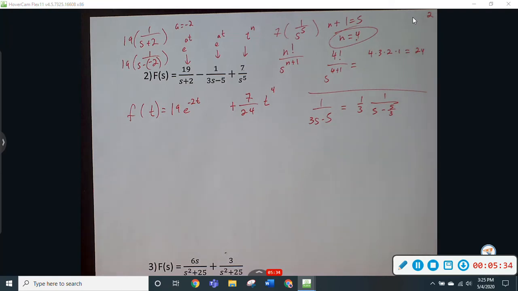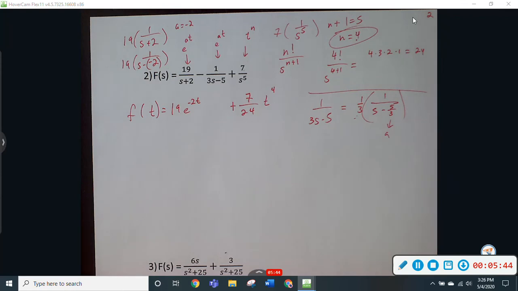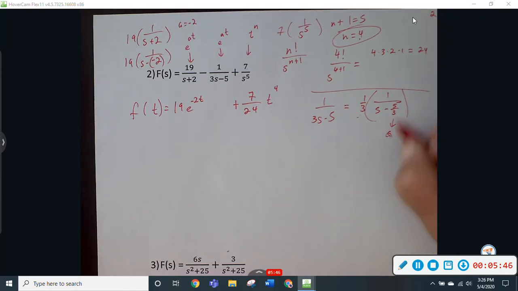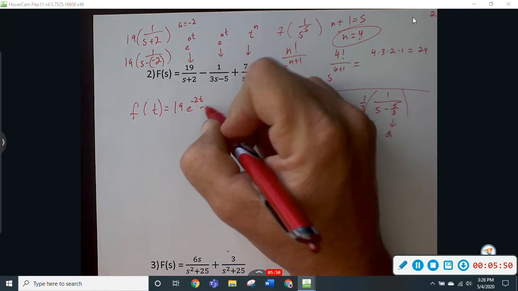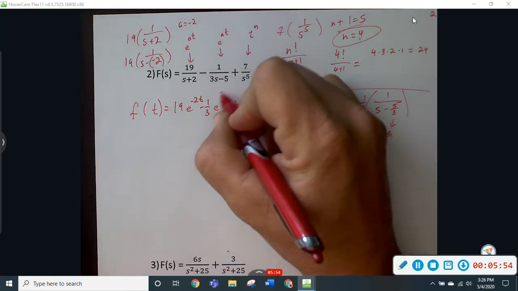5/3. Because 3 multiplying back in would give you this, right? All right, so that's my 1/3. This is my constant in front, my coefficient, and this is my a. So it's going to be positive 5/3, 1/3 in front, so minus 1/3 e to the 5/3 t.